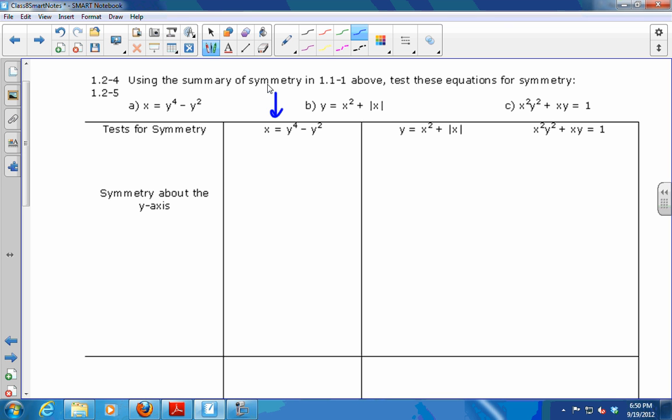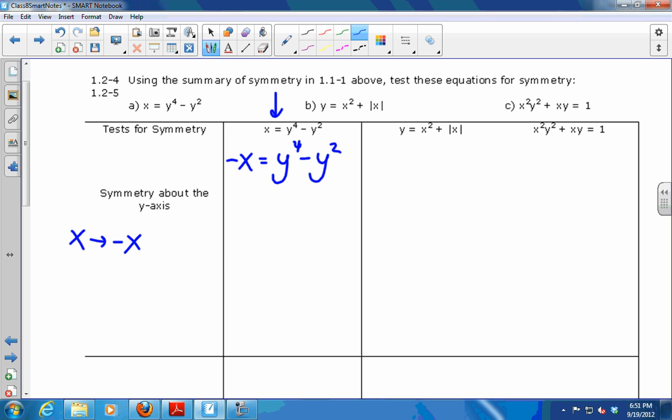So I'll start with the y-axis test. The y-axis test replaces x with negative x's. So in here, I replace every x with a negative x. And is that equation equivalent to the original? No, and it doesn't look like the original. There's no way to make it look like the original.